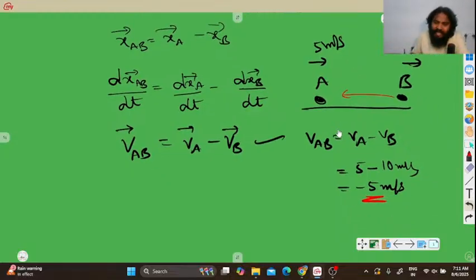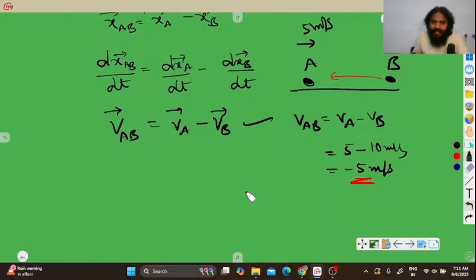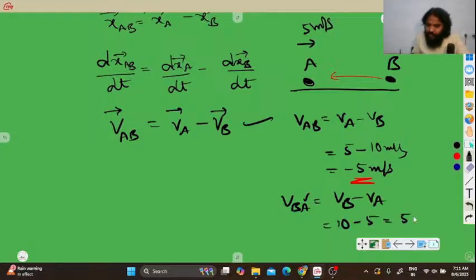For the same example, if I calculate the velocity of B with respect to A, now the observer is in car A. Then vB minus vA is 10 minus 5, which equals 5 meters per second. So you get a positive value, which means car B is 5 meters per second faster than car A. How much faster? 5 meters per second. This is what observer A, who is in car A, feels: that car B is moving with 5 meters per second of extra speed. So this is about relative velocity.